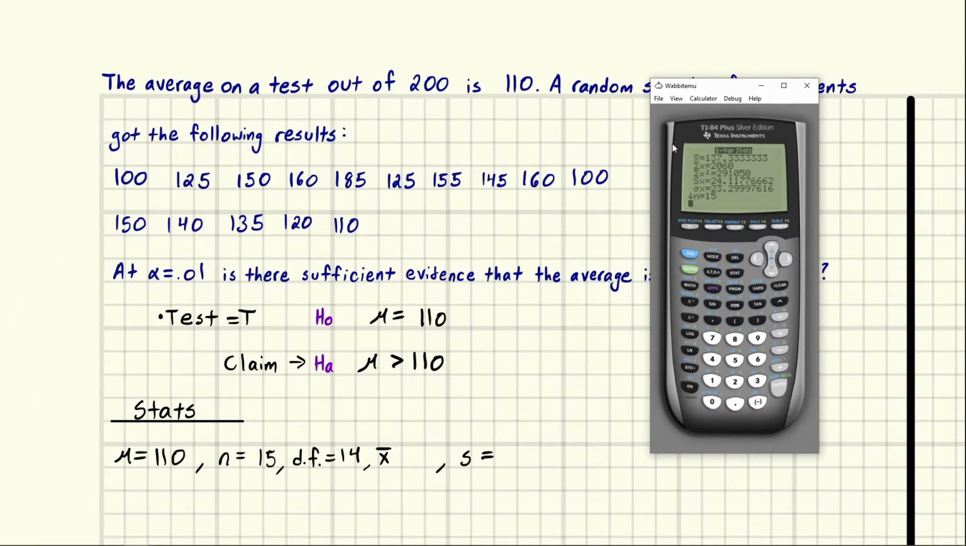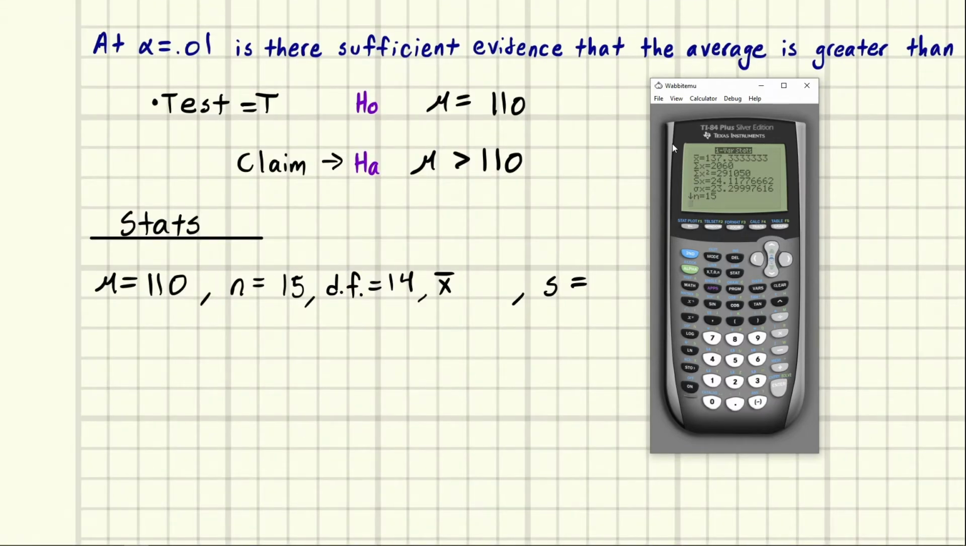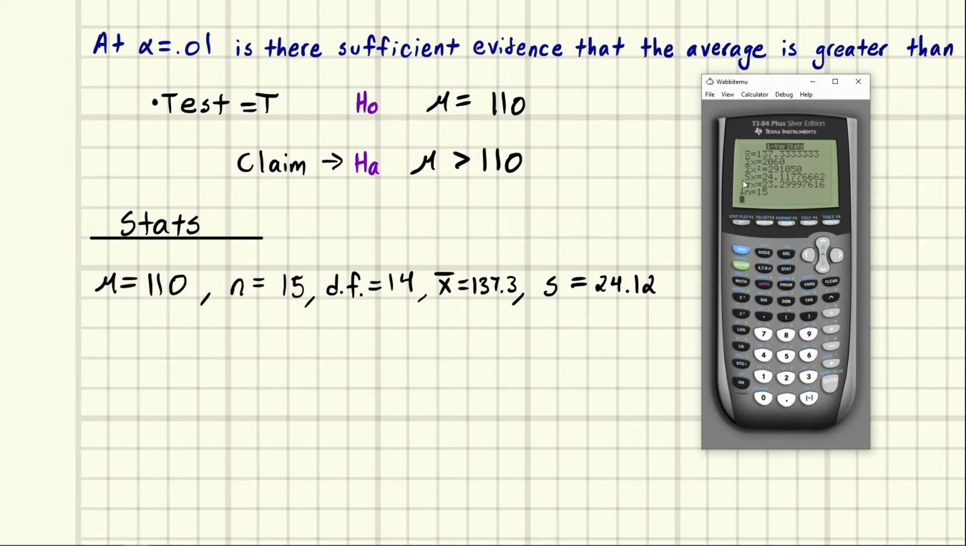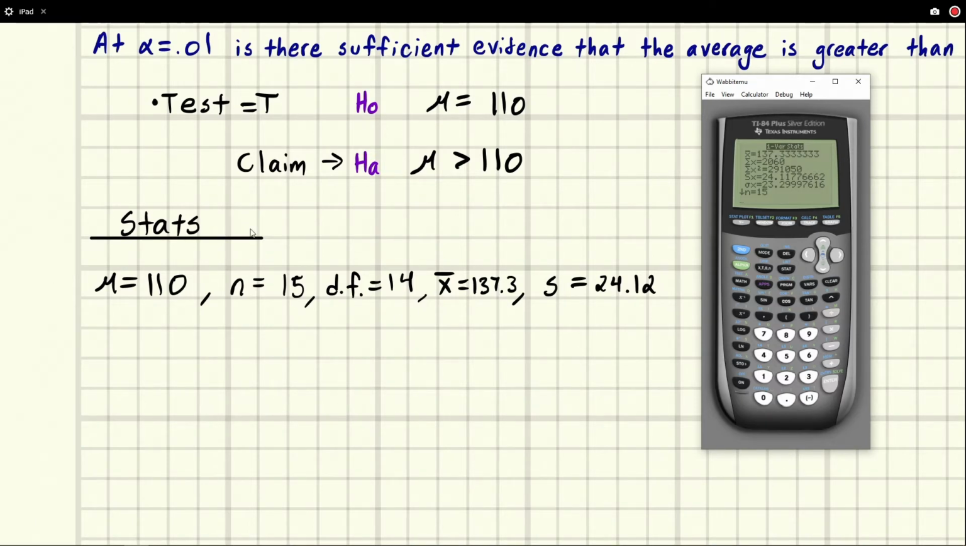So we're going to get an average. Oh, look at this. Our average is actually quite a bit higher. We have an X bar of 137.3, and we have a sample standard deviation of 24.12. Remember, we want the sample version because we're dealing with a sample of 15 students. We do not have a population. So we have to go with the top one. All right. So 24.12 and 137.3. And we've got everything we need.